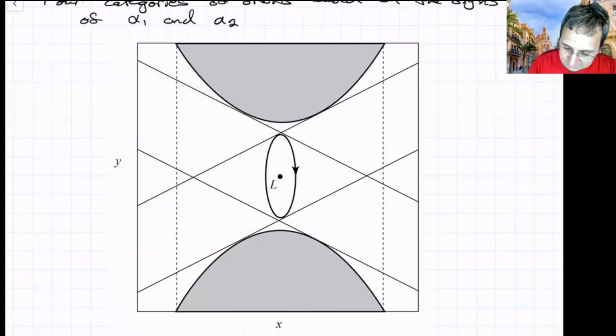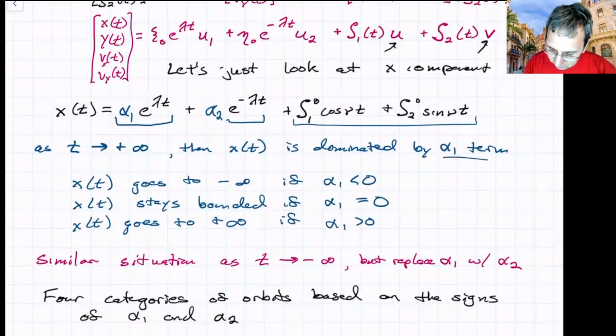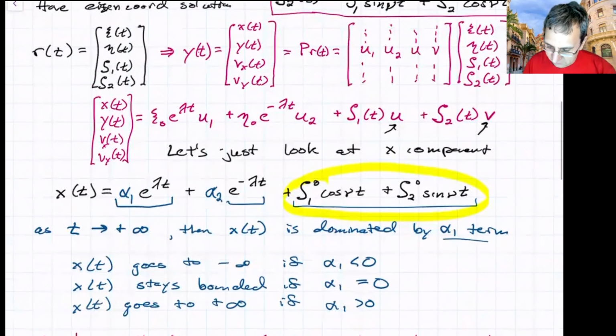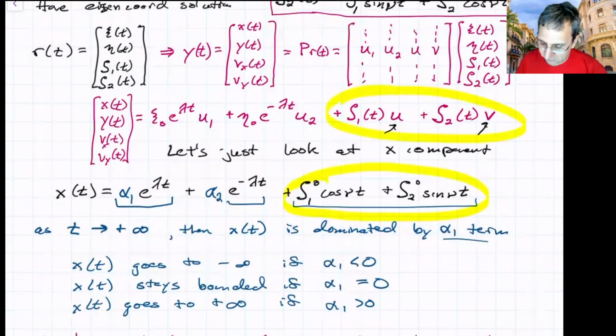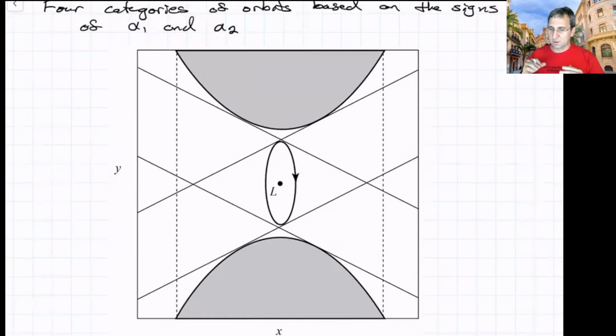So what is happening? Well, if alpha 1 and alpha 2 are both 0, all we have is the oscillatory solution. Same thing in the full 4 dimensions. So there's just oscillations. Now we're limiting ourselves to just one particular energy level, and so it's a little bit more complicated.